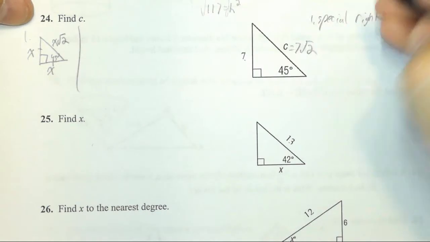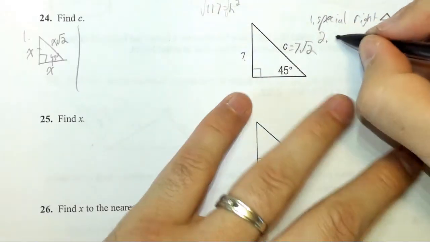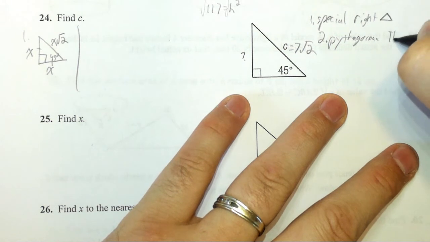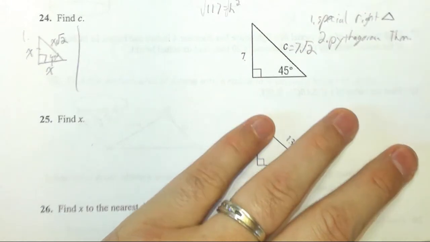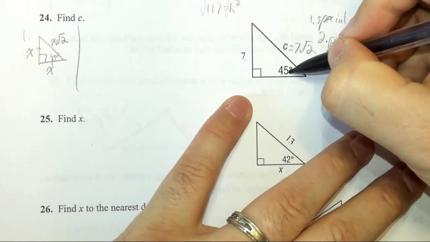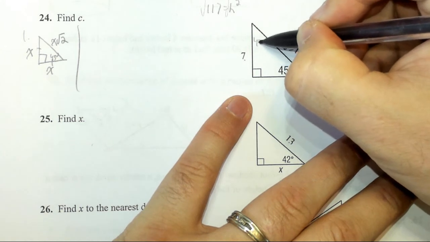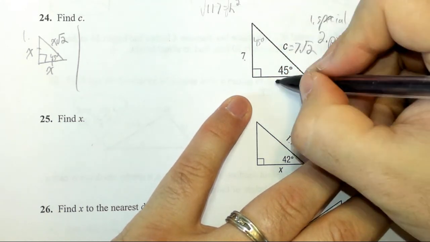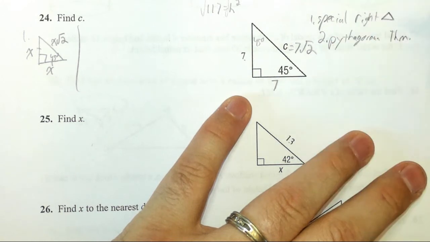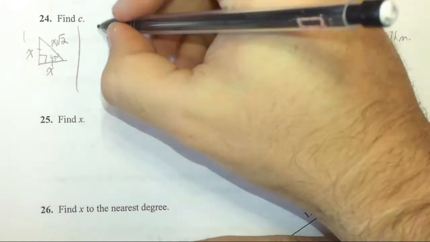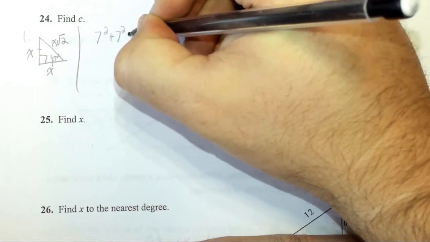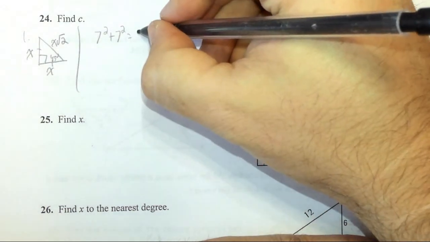Now, the other option is we can use the Pythagorean theorem. We would get that by realizing that if this is 45, this one here must be 45 degrees as well, making this an isosceles triangle, meaning I have to have a 7 here, and then we say that 7 squared plus 7 squared is equal to c squared.